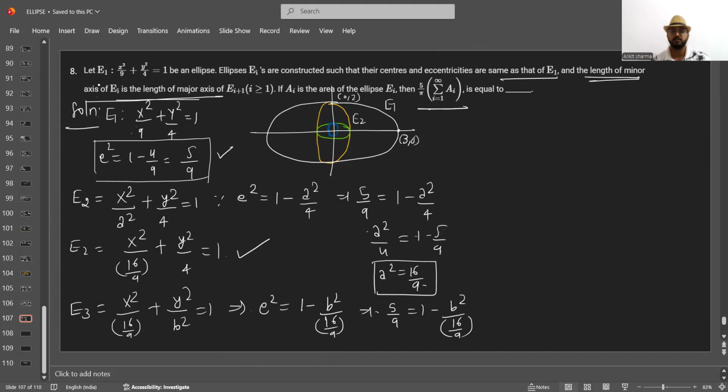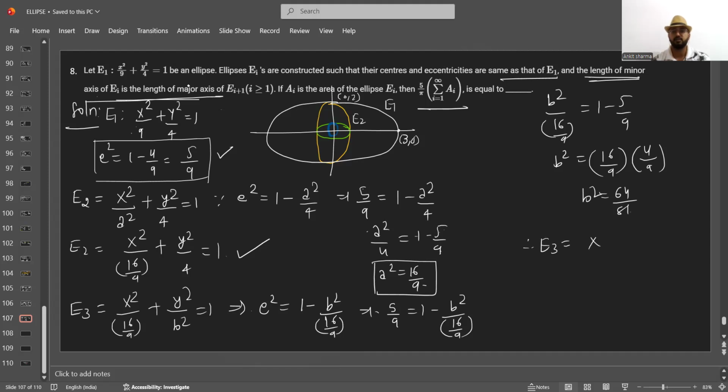So from here, transferring this, I get B square over 16 over 9 is equal to 1 minus 5 by 9. So B square is equal to 16 over 9 into 9 minus 5 is 4 over 9. This gives me 64 by 81. So therefore E3 is equal to x square over 16 by 9 plus y square over 64 over 81 is equal to 1.